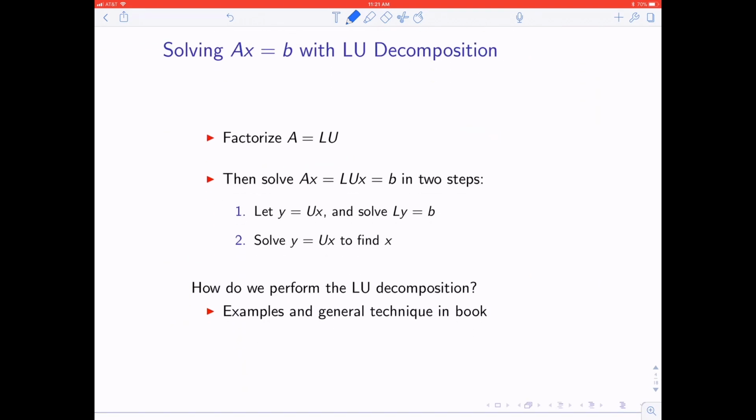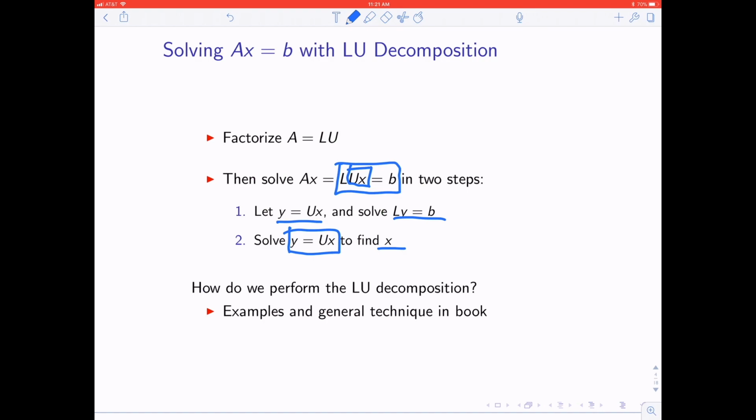So if you can do that matrix factorization, then your problem AX equals B instead becomes LUX equals B. And really what you do is you solve it in 2 steps. You focus on this part, UX, and you let Y equals UX. And if you do that, then you have the problem LY equals B. Okay, so you solve that for Y. Now that you know Y, you solve Y equals UX to find out what X is.